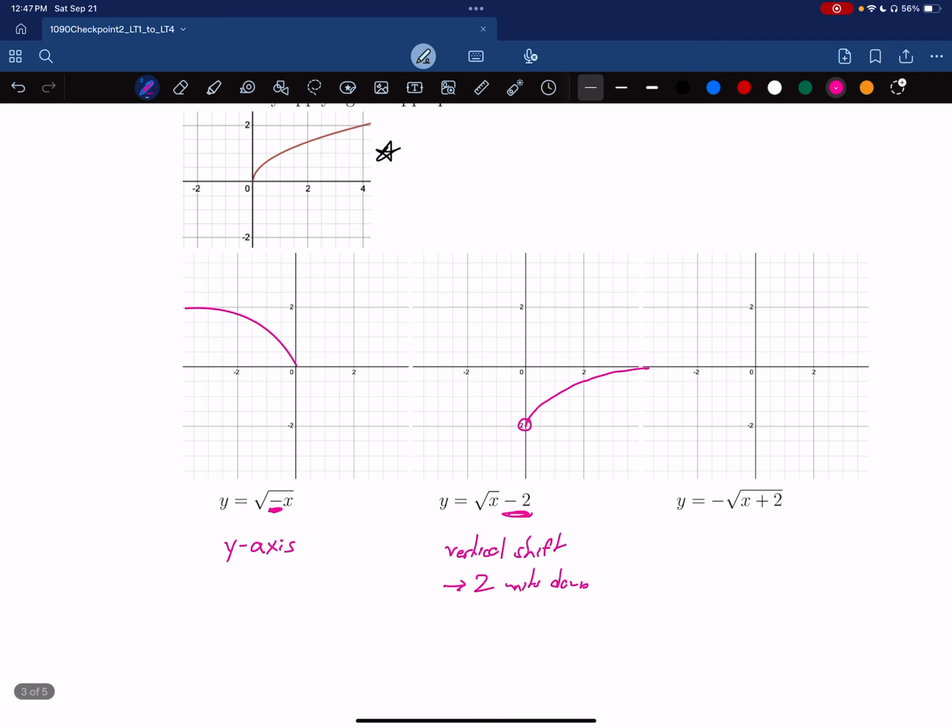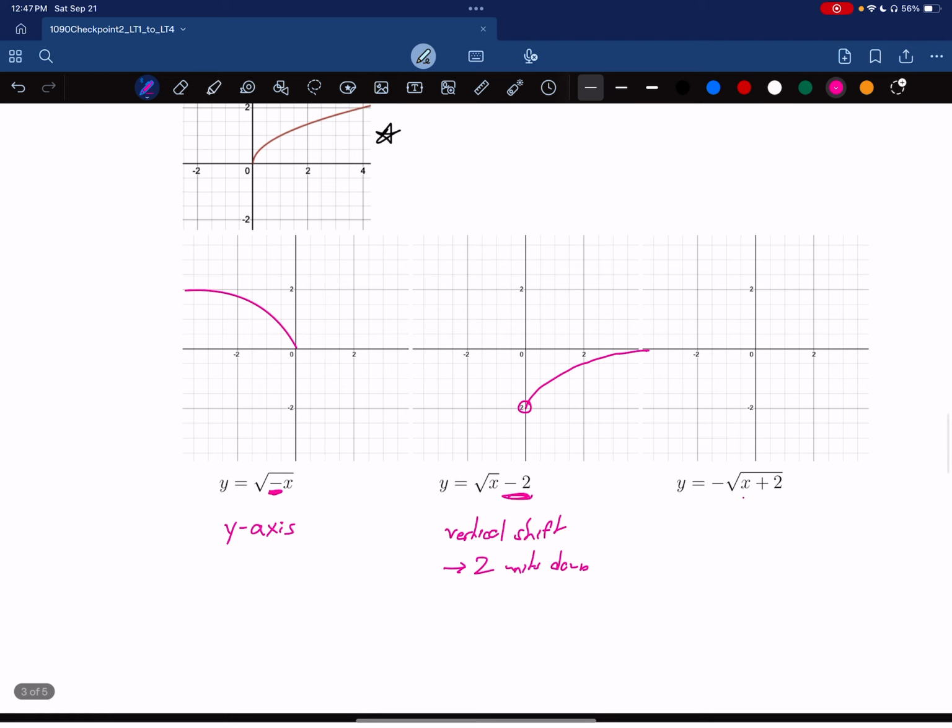So now we look at this last graph here, where it looks like we have 2 transformations. So an x plus 2 means we'll have a shift 2 units to the left. And also, we have this negative sign out in front, which means we'll have a reflection about the x-axis.